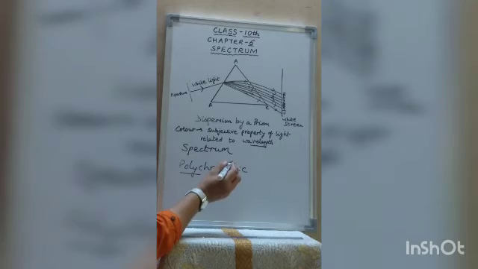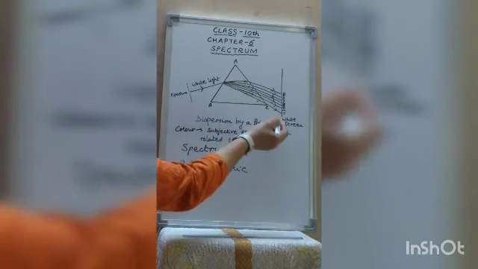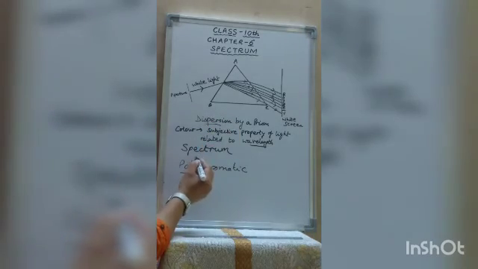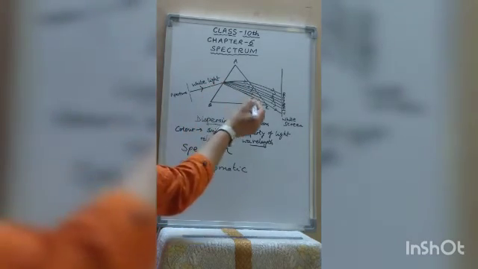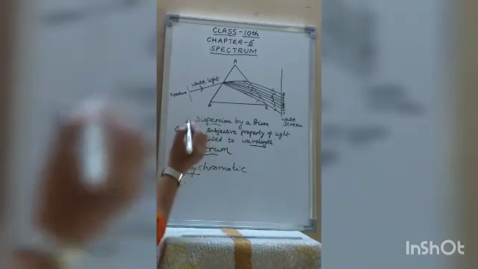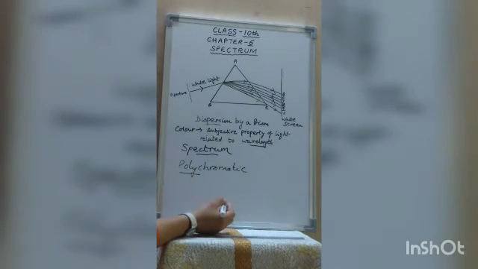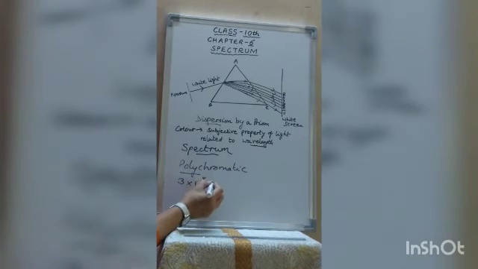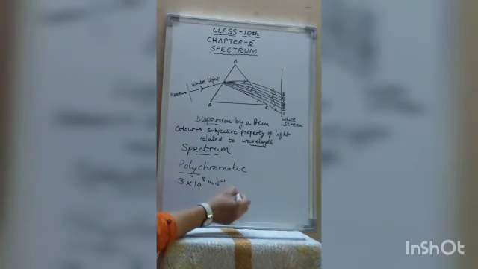The phenomenon of splitting of white light into its constituent colors is known as dispersion. And on passing white light through a prism, the band of colors obtained on the screen is called the spectrum. Now children, what is the cause of dispersion of white light? You already know that light travels with the speed of 3 × 10^8 meters per second in air or vacuum.